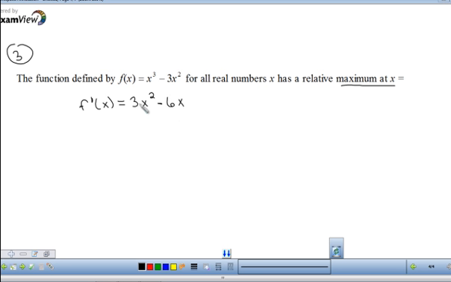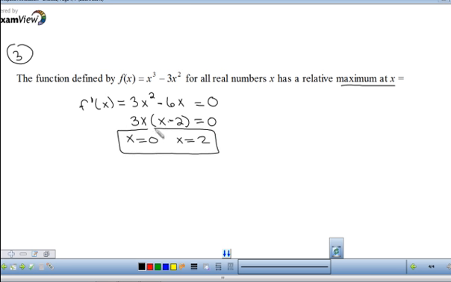Okay, so my derivative is 3x squared minus 6x. The derivative will exist at all points in the domain, so I'm just going to set this equal to 0. So x is going to equal 0 and x equals 2. Both of these are critical points. So I'm going to find which one's my relative maximum.